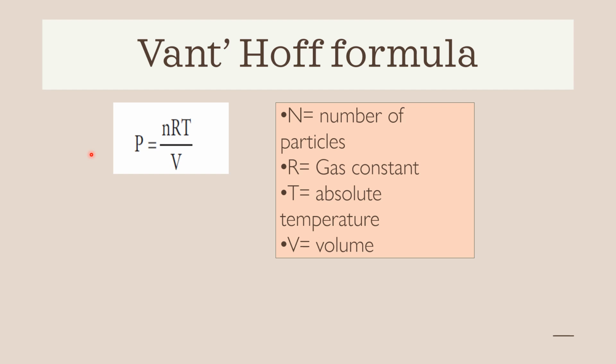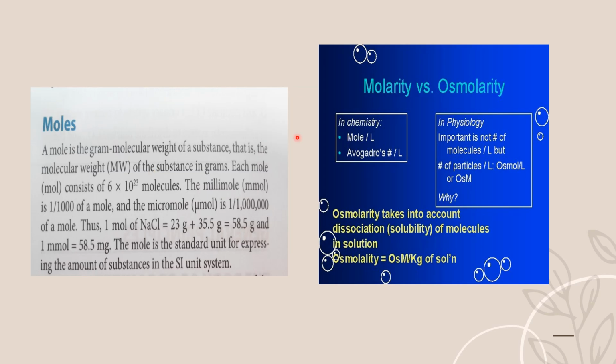What type of particles? Osmotically active particles per unit volume of solution. So now we must know how we can express the concentration of osmotically active particles per unit volume of solution. Now in chemistry, if we want to express the concentration of any solution, we will say it in terms of molarity, that is number of moles per liter. We know that 1 mole is equal to 6.023 into 10 to the power 23 particles. That is Avogadro's principle.